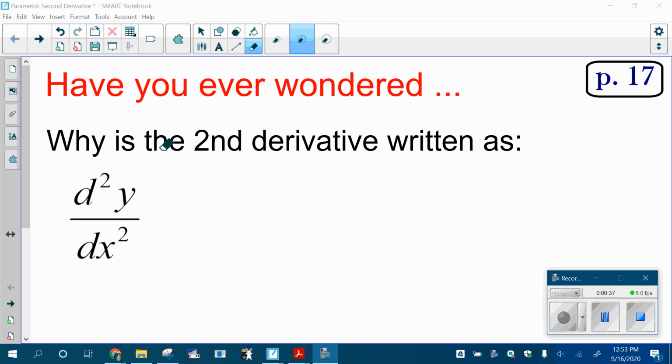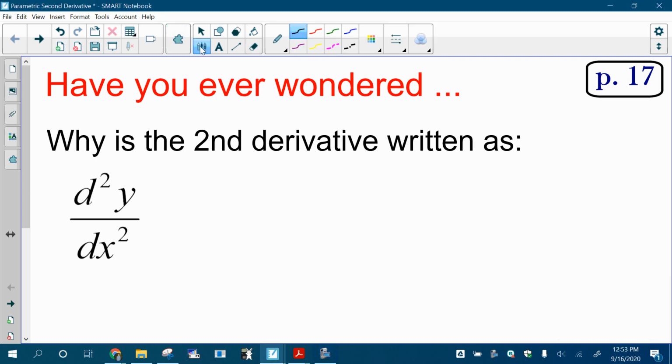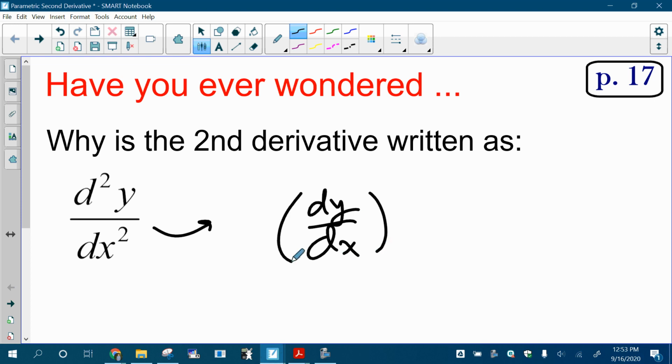Have you ever wondered why there's this weird situation with the squareds going on with the second derivative? You write d squared y dx squared, and you're like, I get the squared part because it's the second derivative, but why is the squared in different parts? There is a reason behind that. To find the second derivative, you take the first derivative, dy dx, and you take the derivative of it with respect to x. The first derivative usually has x's in it, and you take the derivative with respect to x.